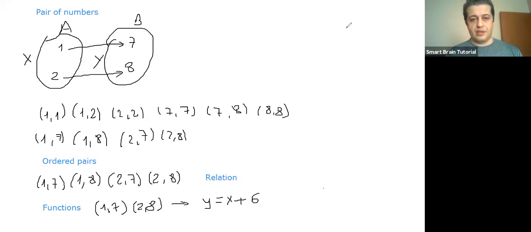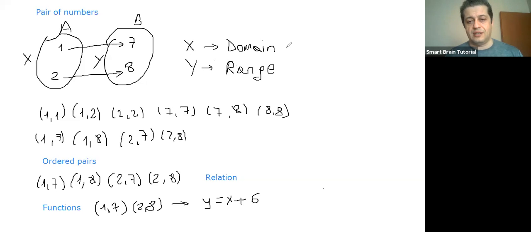I forgot to say that the first set is usually known as the domain. So the set X or the set A is known as the domain in mathematics, the initial set, let's say, the set of X values, and the set of Y values is known as the range. The elements of the first set are called independent variables. The elements of the second set are dependent.